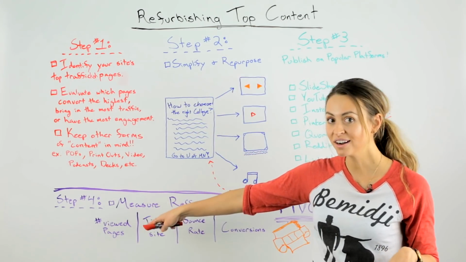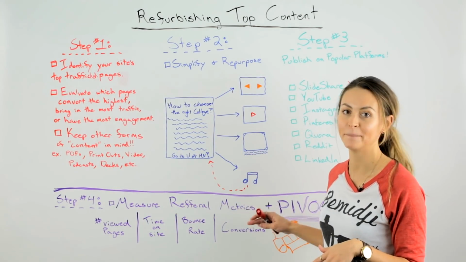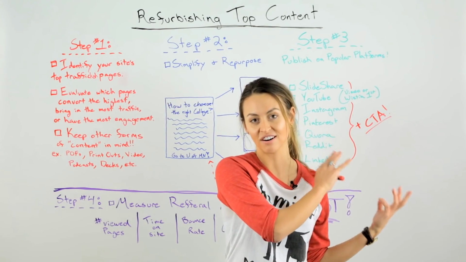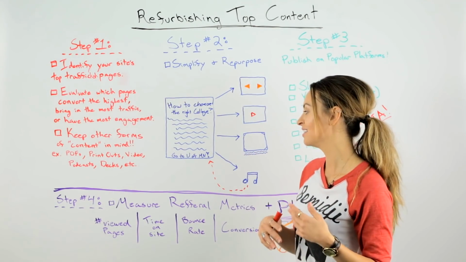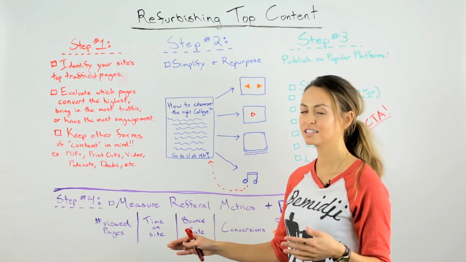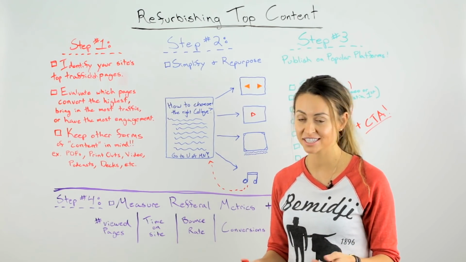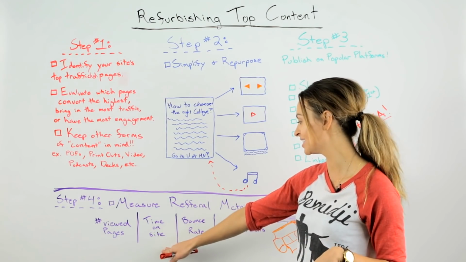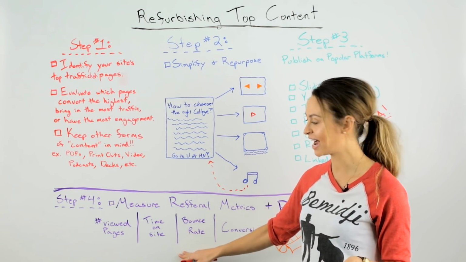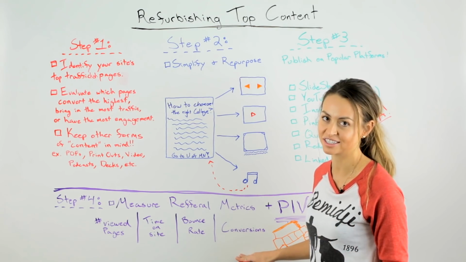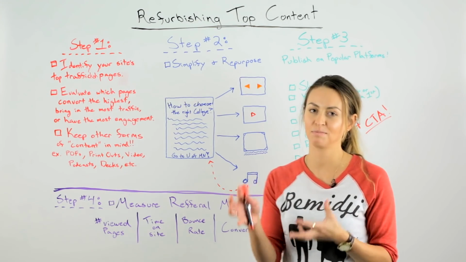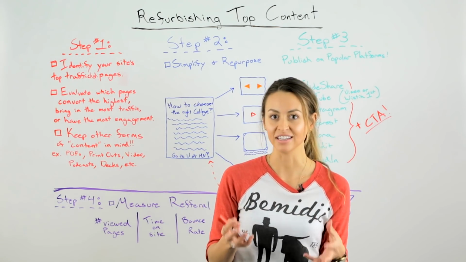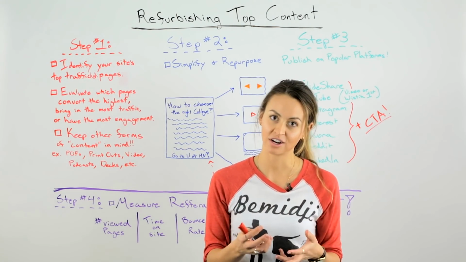So step four is to measure the referral metrics, measure the impact of republishing on these sites. And there's a couple ways to do this. These are some of my favorite engagement metrics. So you have number of viewed pages, you have time on site, bounce rate's always good to look at, and obviously conversions. So this really starts to paint a picture of where you're seeing the qualified leads. Where's your qualified traffic coming from?